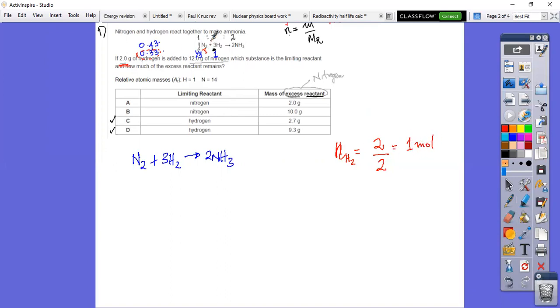And so we said, okay, if I have 1 mole of hydrogen, based off this ratio, to get from 3 to 1, I've divided by 3. So I'm also going to have to divide that by 3 to work out the number of moles of nitrogen that 1 mole of hydrogen will react. Yes, if they were all in the right amounts. So we know that 1 mole of H2 will react with 1/3 of a mole of N2.